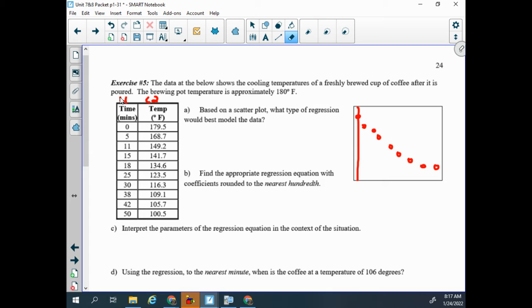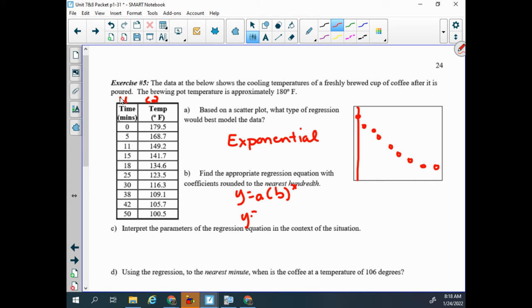So in this question, based on the scatter plot, what type of regression would best model the data? That is exponential. Now we're going to find the appropriate regression equation with coefficients rounded to the nearest hundredth. So in my calculator, I would go to stat and then calc and choose 0 for exponential regression, and I would get an equation in the form y equals a times b to the x. And those numbers that I plug in would be 172.18 times 0.99 to the x.